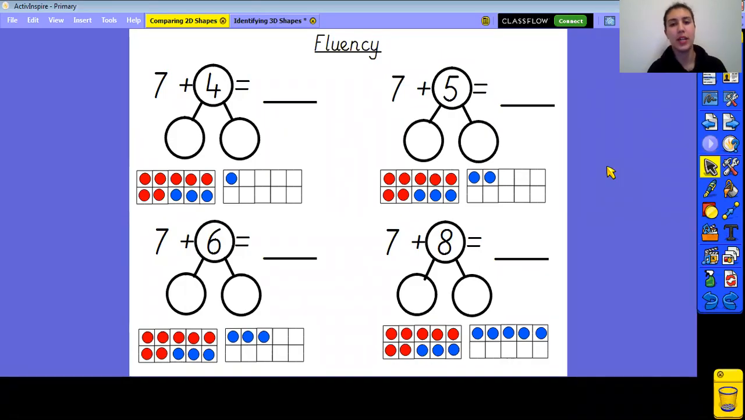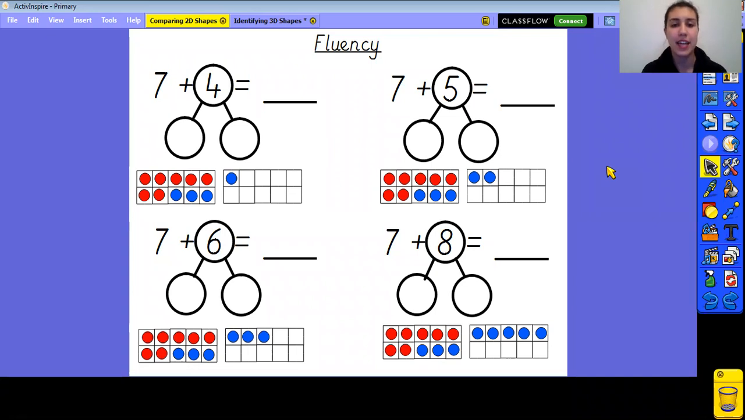So what we're going to do is start off with some fluency, and in fluency this week we're going to be looking at bridging 10. That is when we're adding two numbers together and we end up going across that 10 boundary. Okay, so have a look here.